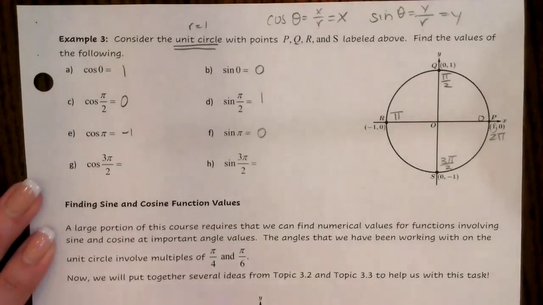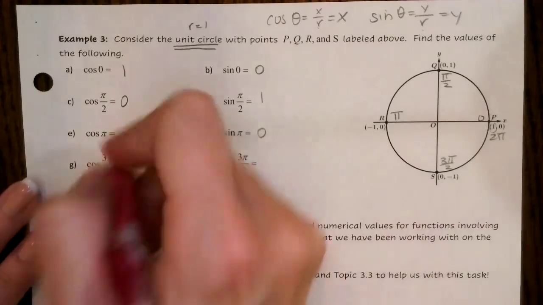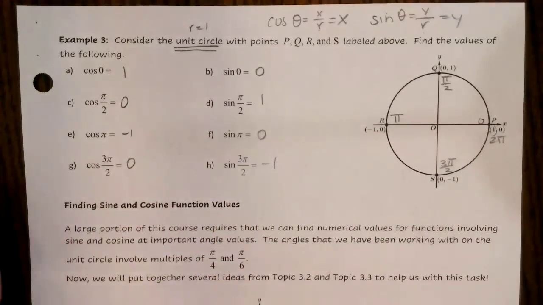All right, at 3 pi over 2, my cosine is 0. My sine is negative 1. Those are the easiest ones to learn, so get those taken care of very quickly.